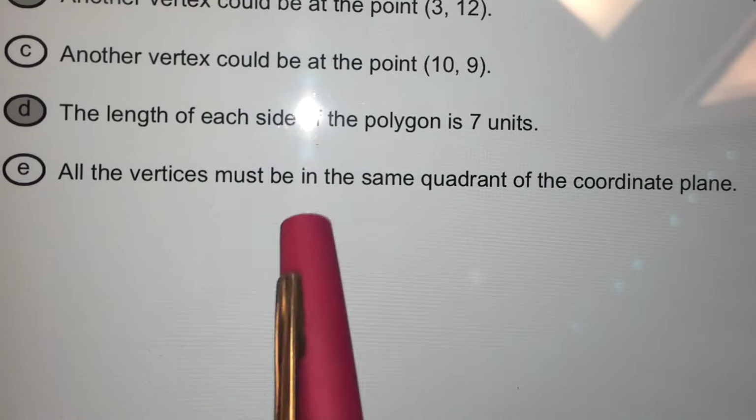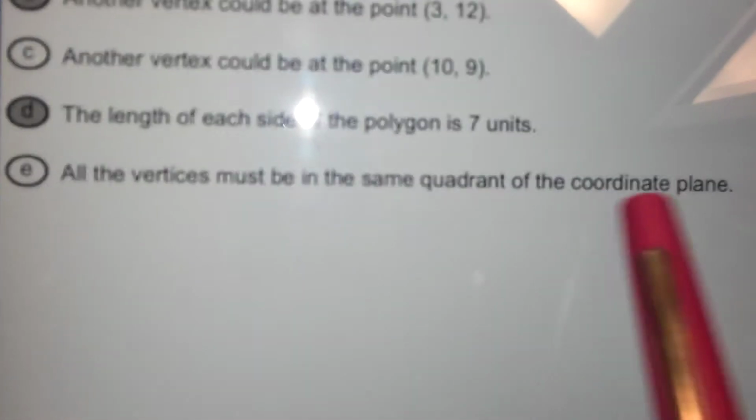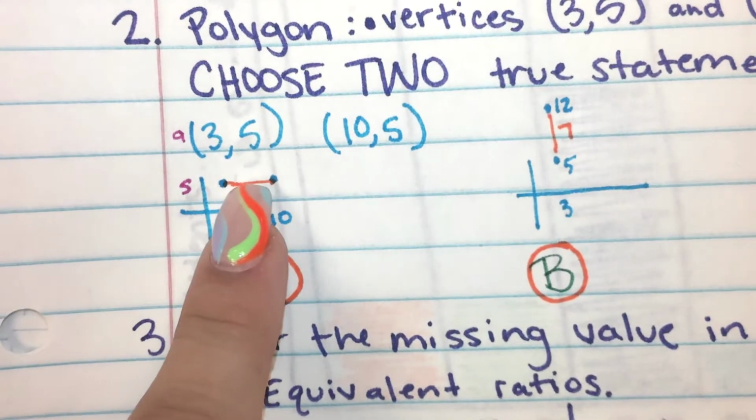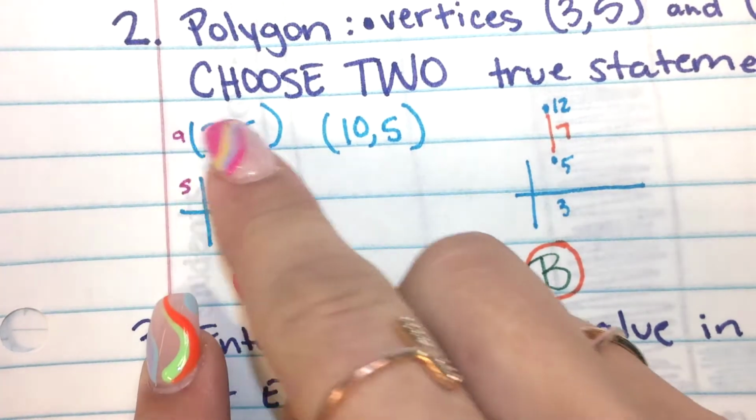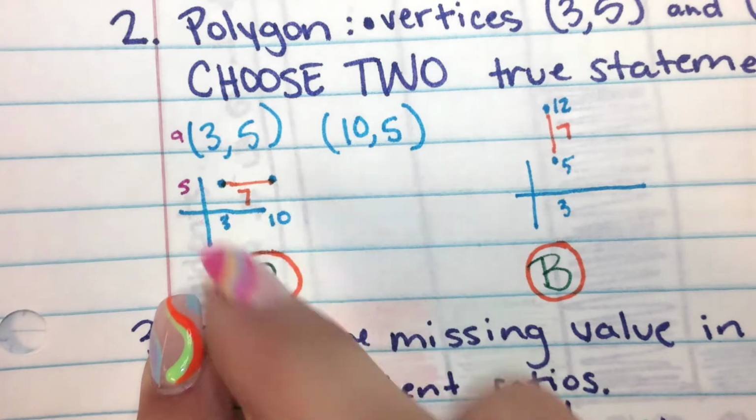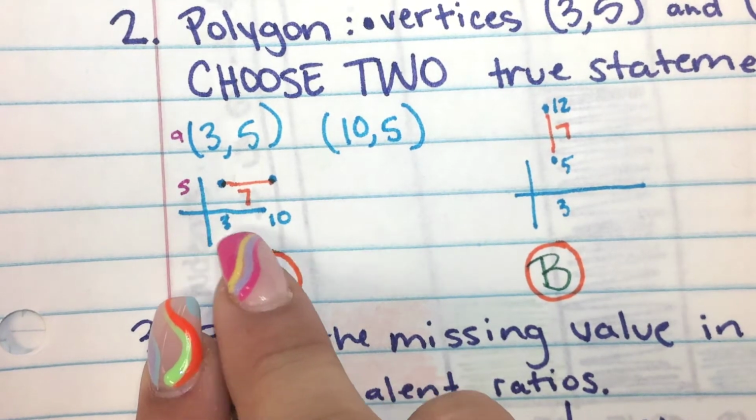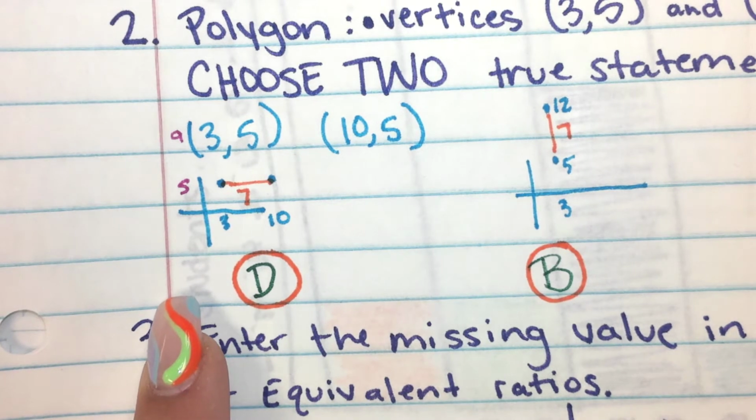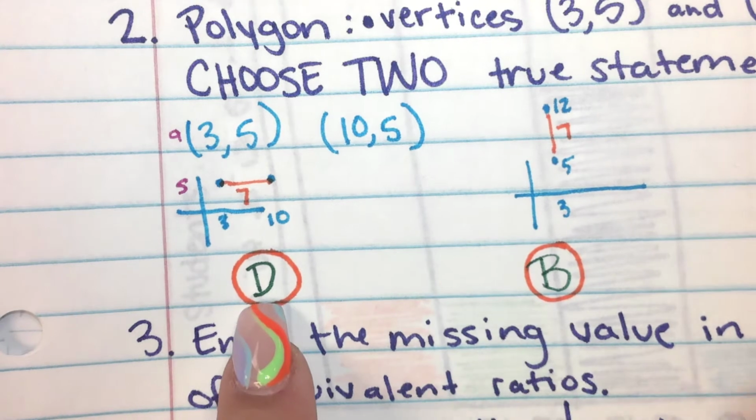And then, all the vertices must be in the same quadrant of the coordinate plane. That is not true, because look, I could have drawn this shape going up this way, 7, 7, and 7, or I could have drawn it going down 7, 7, and 7, and it would have gone into that quadrant. Does that make sense to everybody? So that's why that one wasn't true. So the two answers that are true are D and B.